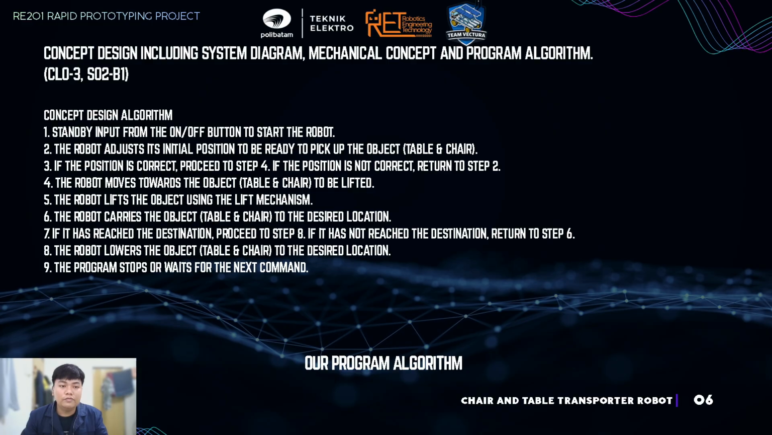The robot moves toward the object to be lifted. The robot lifts the object using the lift mechanism. The robot carries the object to the desired location. Has it reached the destination? If yes, proceed to step 8. If it has not reached the destination, return to step 6. The robot lowers the object at the desired location, and the program stops or waits for the next command.